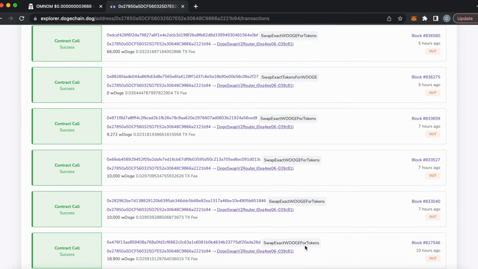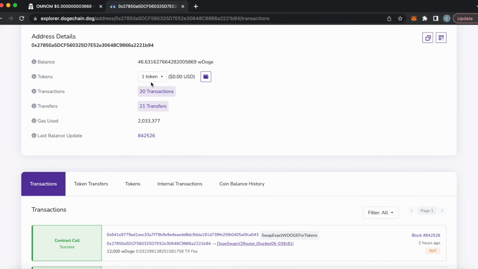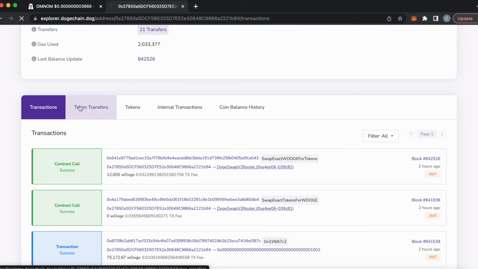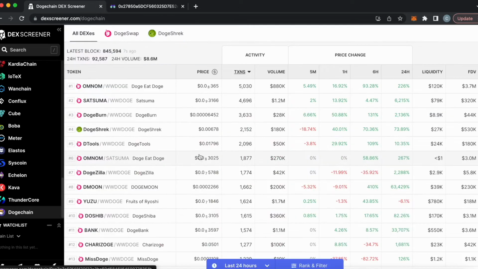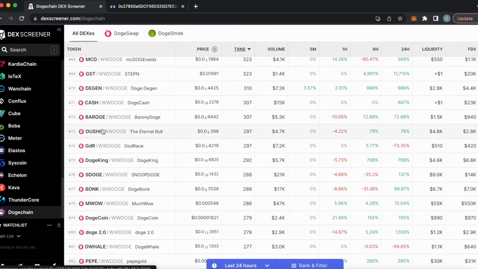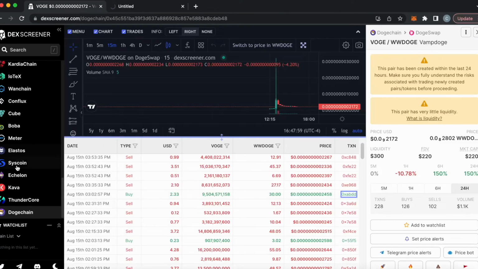See. W Doge. F. So. Only has this wallet, which is interesting. But that's how you find and interact with wallets on the Doge chain. So we could go down and even see what these people are buying. Like, what are these? I don't even know what these coins are. Vamp Doge. This is crazy what people are buying.